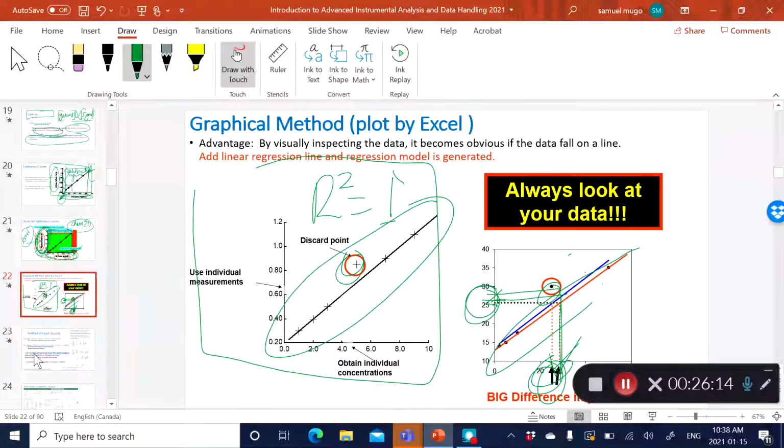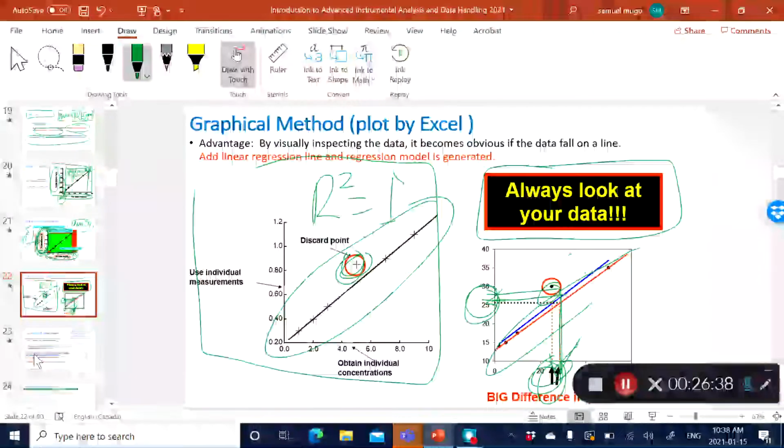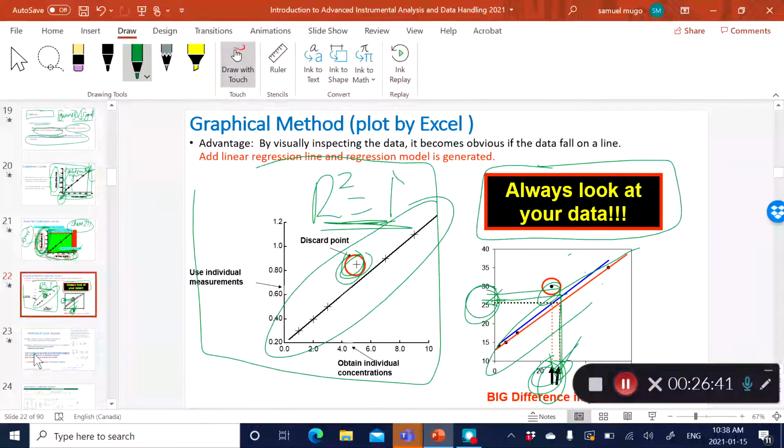So I'm saying all this to emphasize the need for you to always look at your data just to check if there are any outliers, and see what you need to do about that outlier, using the methods that I'm going to show you, the Q-test, the Grubbs test, and so on. I'm going to talk about that in the next slide. Always look at your data for your calibration to make sure you've got the best possible linearity, which is quantified using the regression coefficient. It should be very close to 1.